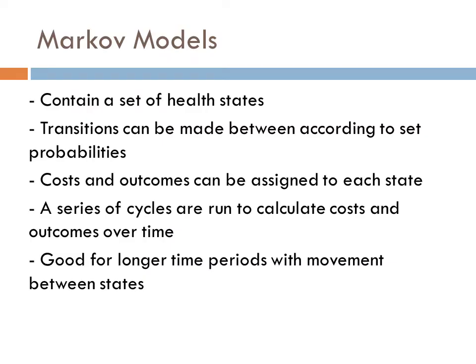So Markov models are much better when you're looking at longer time periods where there can be movement between different health states. They contain a set of discrete health states, and transition can be made between the health states according to a set of probabilities. Costs and outcomes can be assigned to each of the states, and a series of cycles are run over time to calculate the costs and outcomes that are associated with how people move through the model.